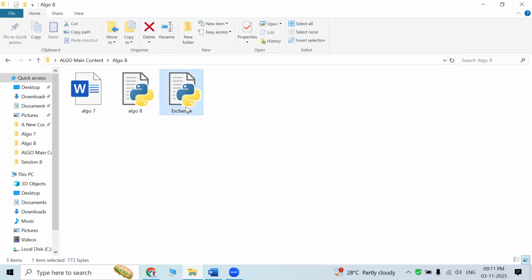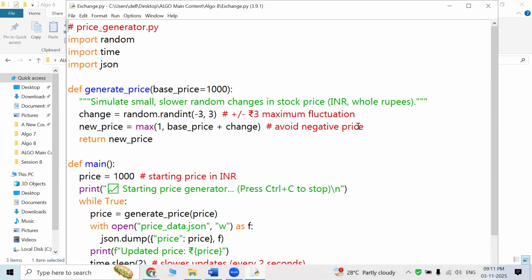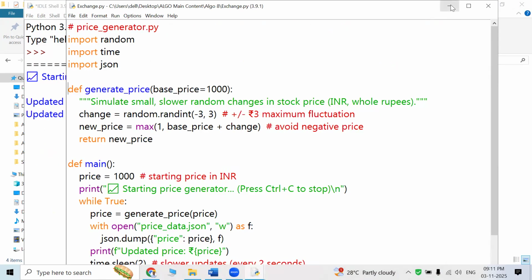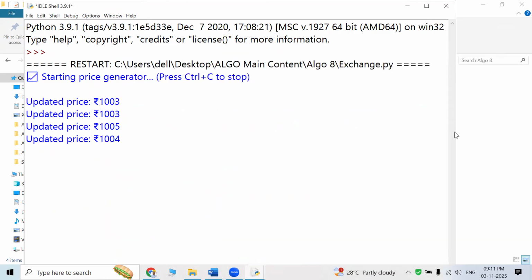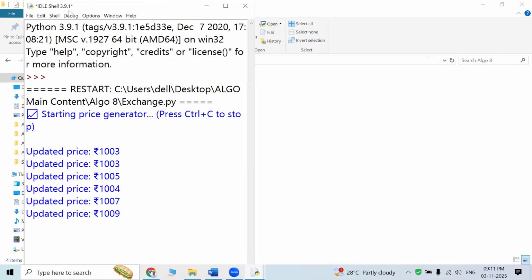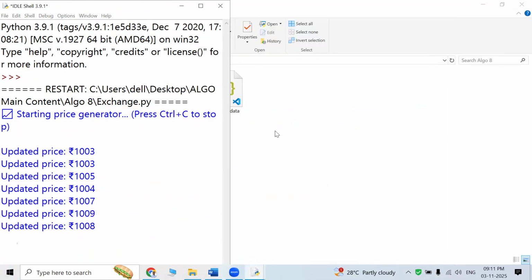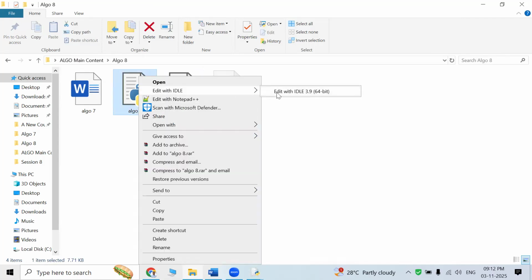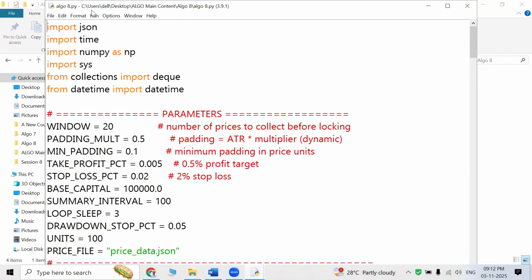So this is the exchange file. This file is going to change the price continuously. I have no control over it. So this price is continuously changing. I've coded this in a way that the price is continuously updated from the market. Now I have no control over the change in price. This price is updated and saved into this JSON file, and my algo is going to fetch the data from this JSON file. Now I'm going to run my algo.